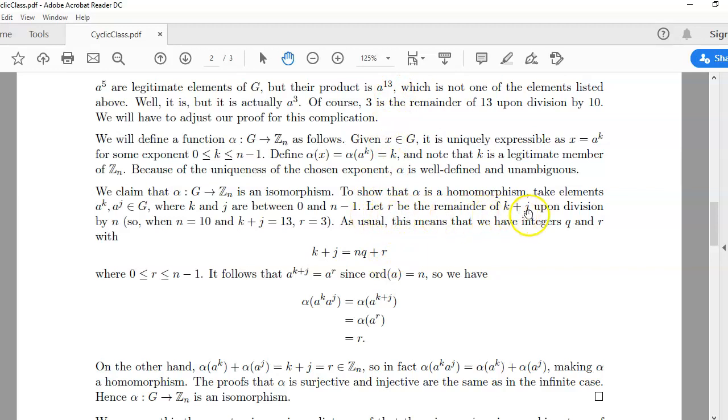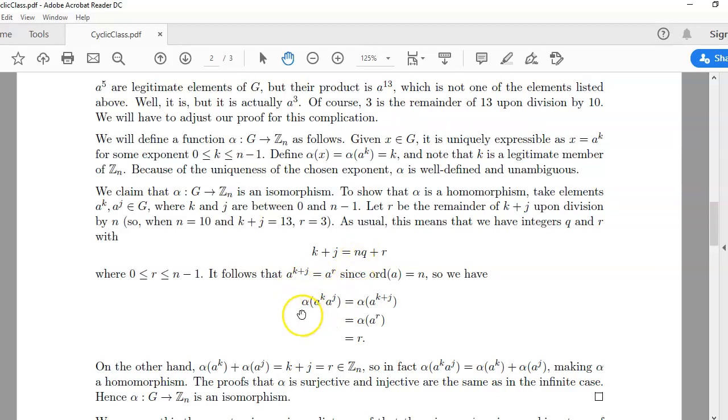So let r be the remainder of the new exponent k plus j upon division by the modulus n. Right? So look, when n is 10 and the exponent is 13, r is 3. That's exactly the story we had up here. Please note that when you work mod 10, 13 is equal to 3, so that's why you have to use Z mod n right here. Okay, it makes it work out right. So as usual, when we long divide, that means that k plus j is nq plus r, where the remainder, look at this, was chosen to be small enough. And look, that remainder lives in the same span for Z mod n. So it's clear that a to the k plus j is a to the r, because the nth power will be the identity element.